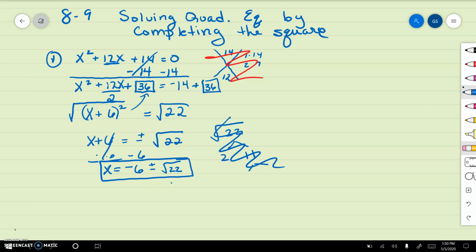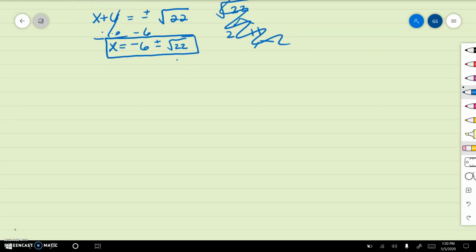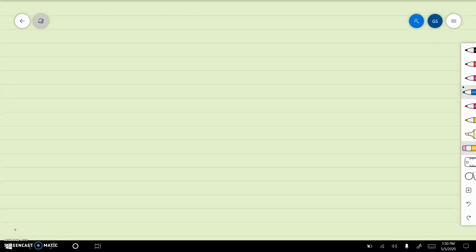Okay, so we'll do another one. Clear that off. Number 2. We're only doing 3 and 3 today because these are longer. x squared plus 10x plus 7 equals 0. Okay. Ugh, I forgot the x again.